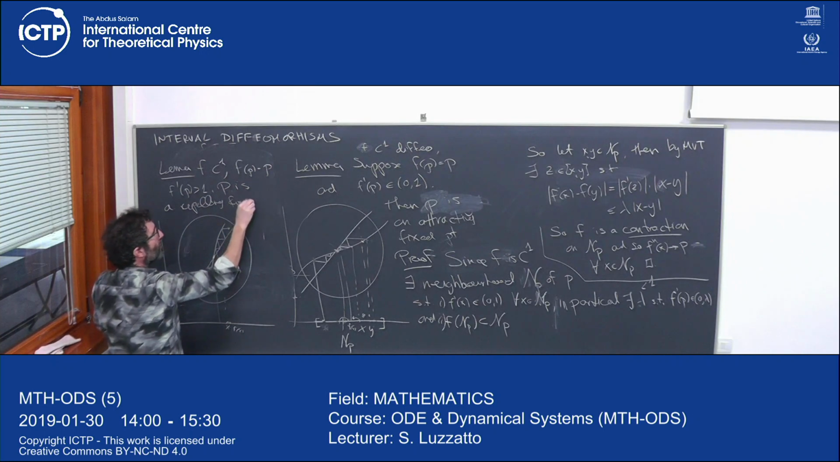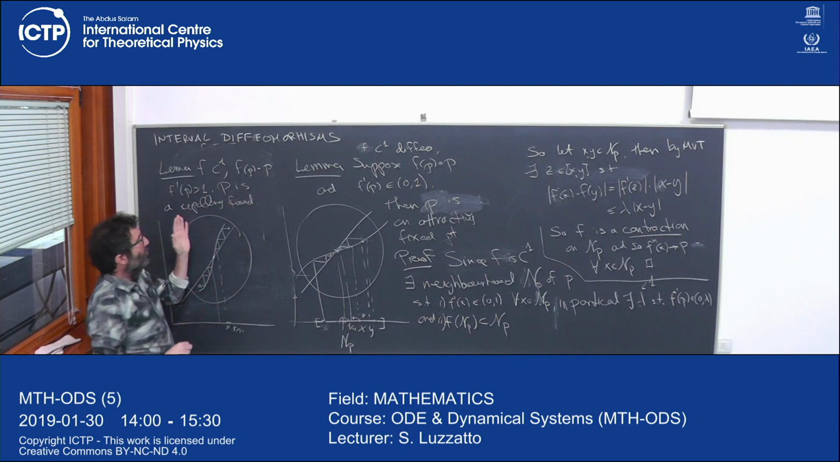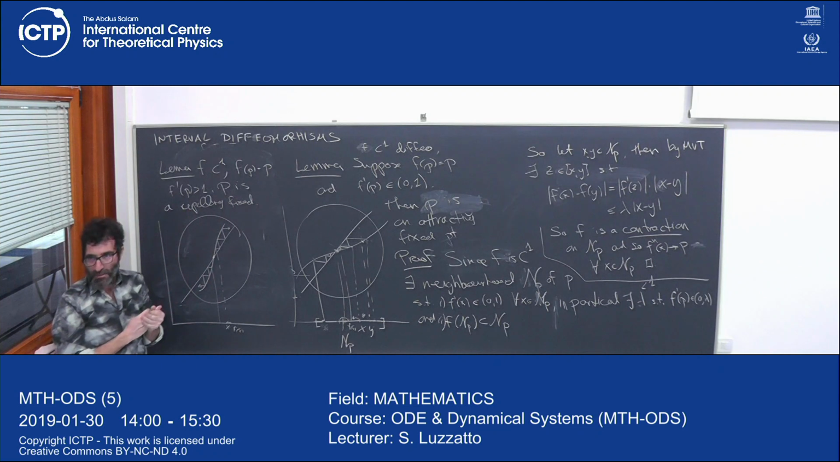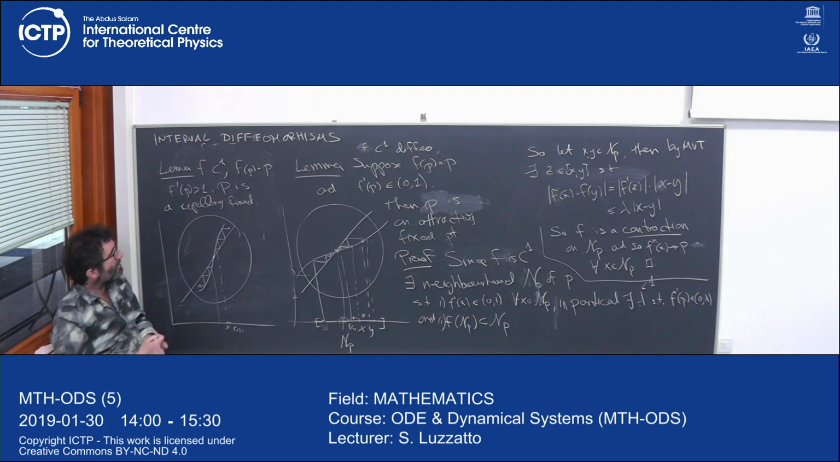Remember, the repelling fixed point is a point such that there's a neighborhood where the alpha limit set of every point is that. So it's just a point which is attracting for the inverse, if you will. Okay, so this is exactly the same proof.